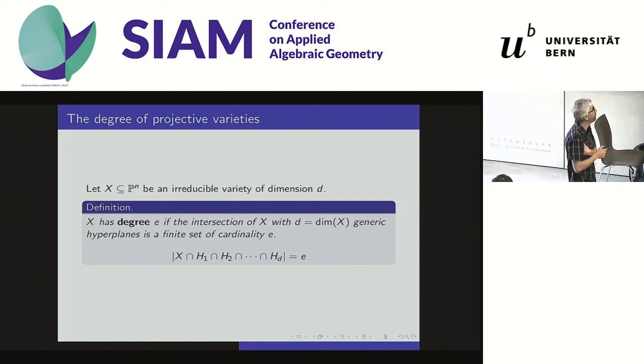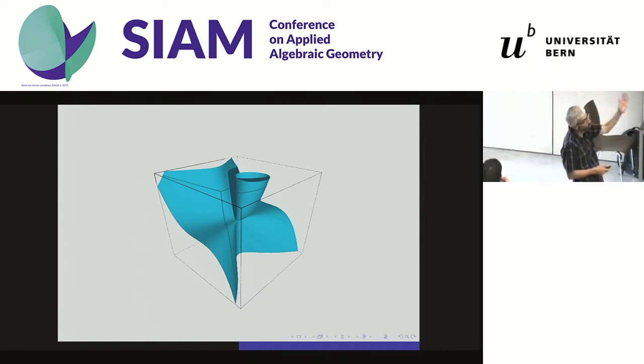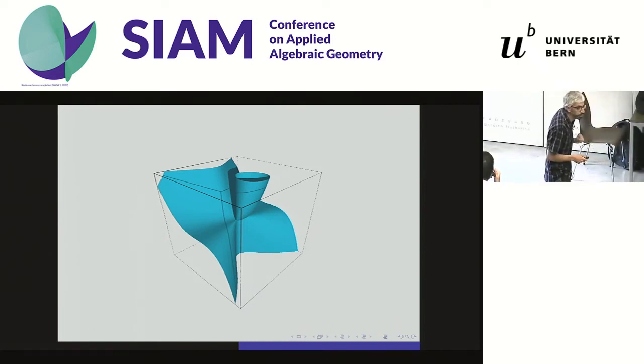Recall that the variety X has degree e if the intersection of X with d generic hyperplanes is a finite set of cardinality e. Just to make this very clear, you have this 2-dimensional variety here, and if I want to compute the degree, what the definition tells me is that I have to slice it with 2 hyperplanes and count how many points I see.